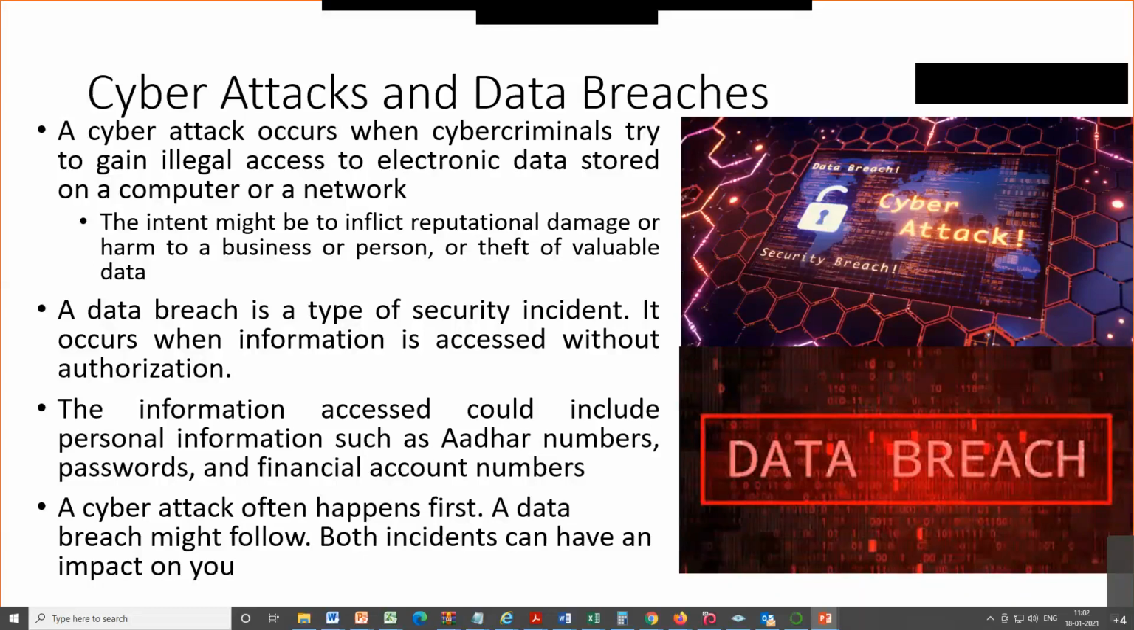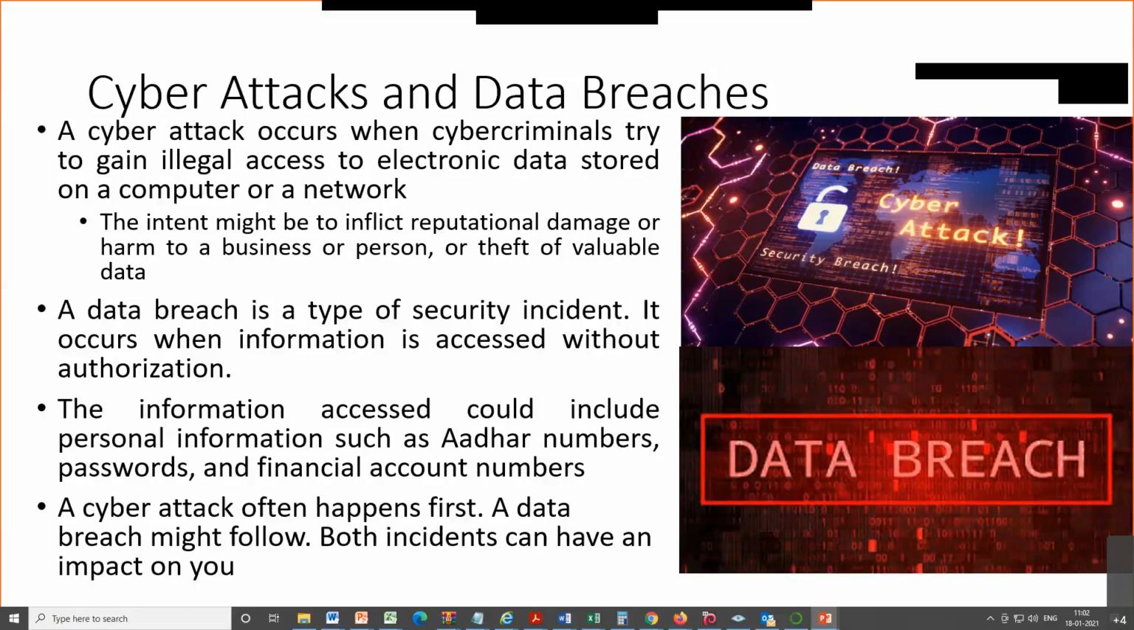What is the difference between attack and breach? An attack occurs when cyber criminals try to gain illegal access. That is, there is a possibility. When your web server has a vulnerability and he tries, by using that vulnerability, to get into the website, that is called an attack. A data breach is an incident, and it occurs when information is accessed without authorization. That means after accessing. The previous one, where he uses something to get into your website, is an attack. Once he has come in and taken the entire data of your server without authorization, it is called a breach.